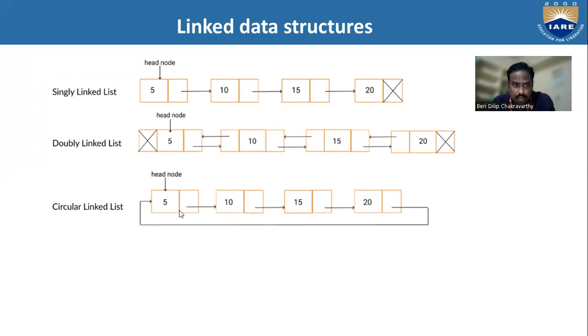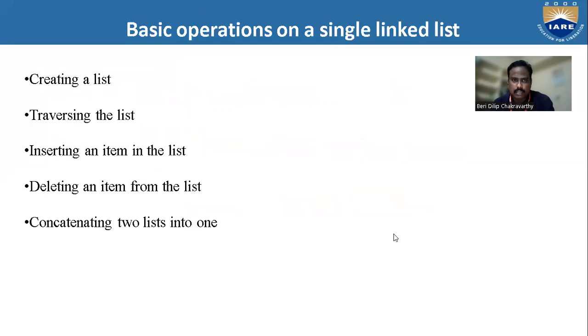Now if you see the circular linked list, instead of placing null here, we are giving the address of the first node. If the last node again points to the first node, then we say it is a circular linked list. Is that clear? So a single linked list consists of only one link part, a double linked list consists of two link parts and one data part, and a circular linked list is where the last node points to the first node. Now let's see clearly.